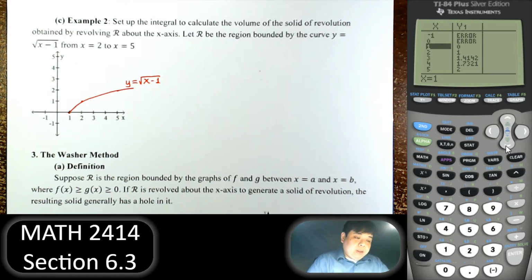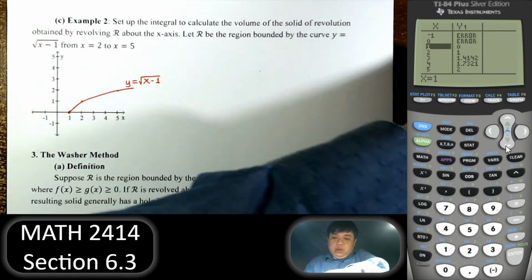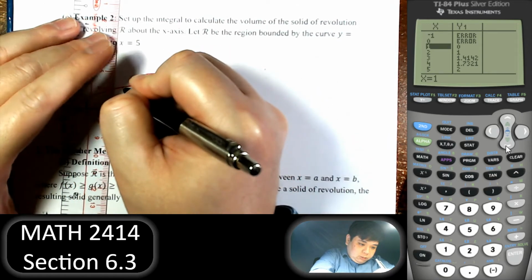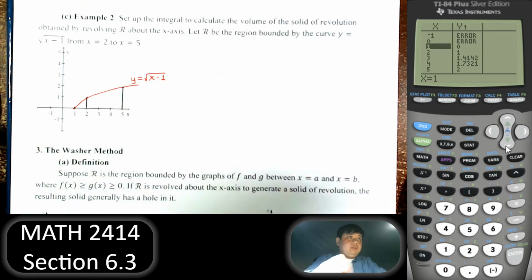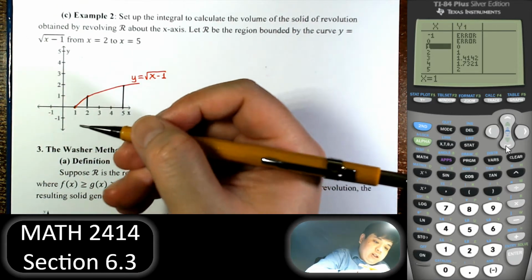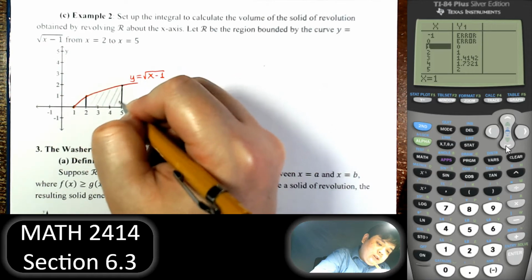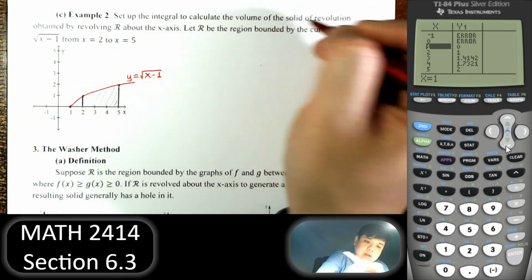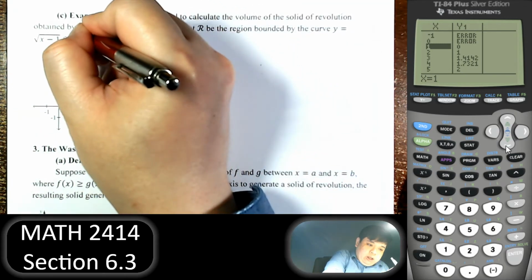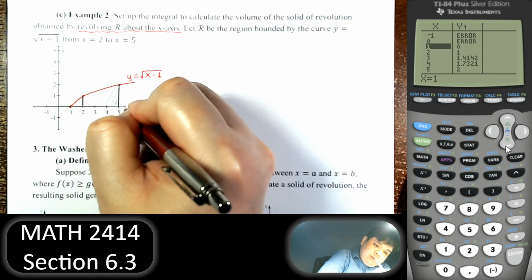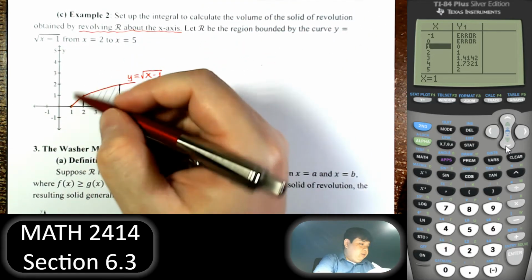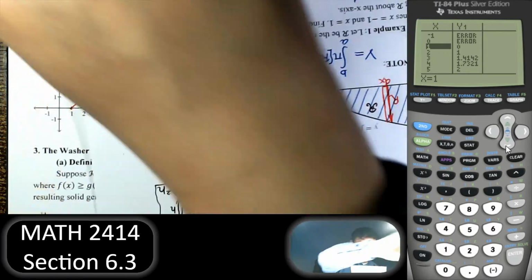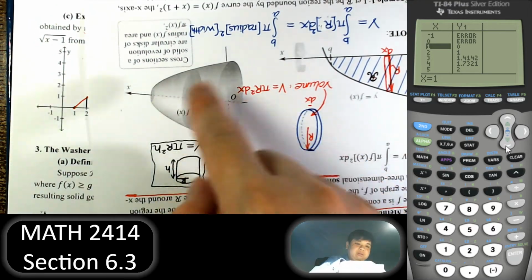So we have that function. And then we talk about the region from 2 to 5. So that is the region R. And we rotate this about the x-axis as well. Yeah, revolve about the x-axis. So we're going to have pretty much that, but it turned this way. Yeah, so it looks kind of like that shape.